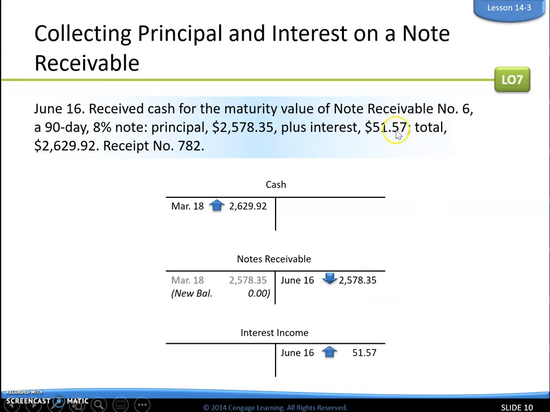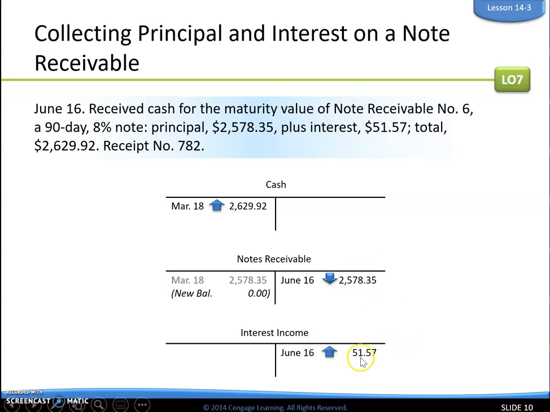And then the last part we have is this interest. Now, this interest is money that we're actually making. We were only owed this much, but because of that note and that interest that we charged, we made money of $51.57. And so we need to record that as a revenue. And so the account interest income is what we're going to use for our revenue account.